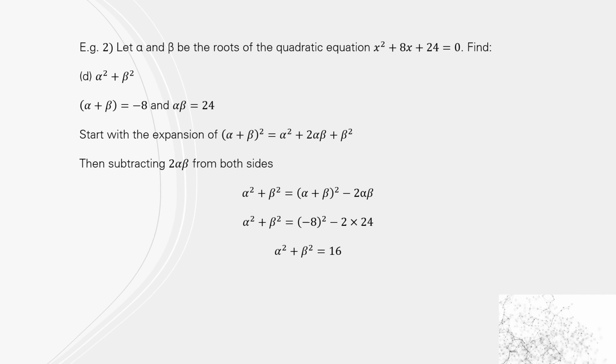Subbing in what we found in part A and B, alpha squared plus beta squared is 16.